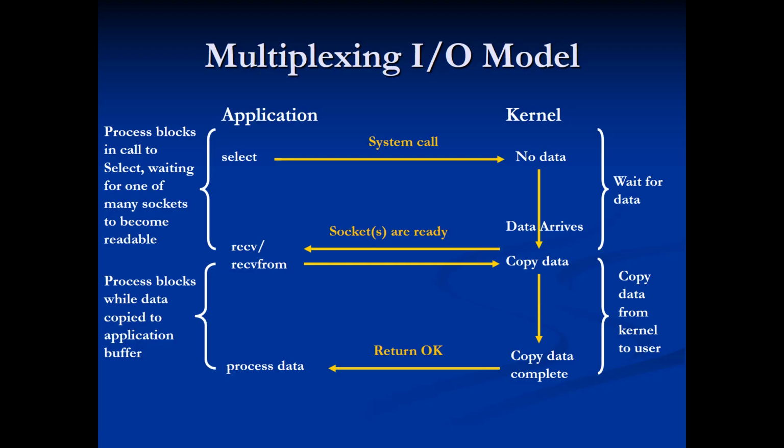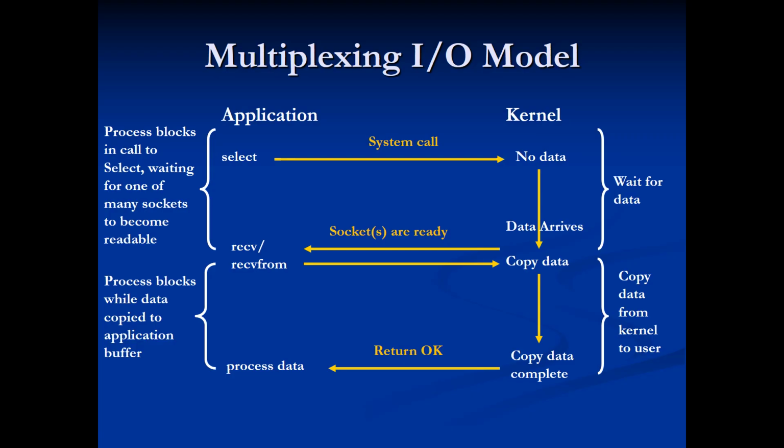Well, after some time later, data arrives. At which point select returns. Now this data that just arrived from the network is not copied. What select is doing is alerting the application that, hey, yes, there is data that is ready to be copied. So now if you do receive from, it will not block. The information is there, so you can do a receive from without blocking.